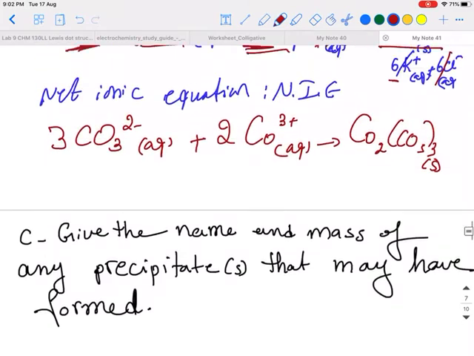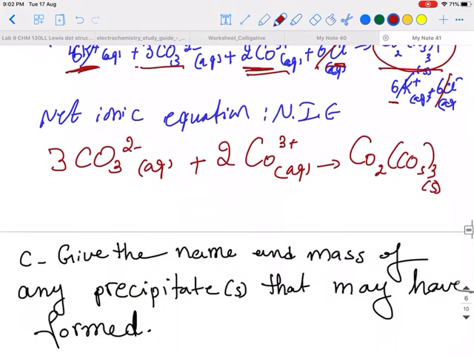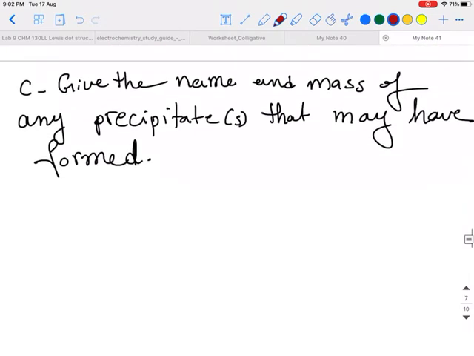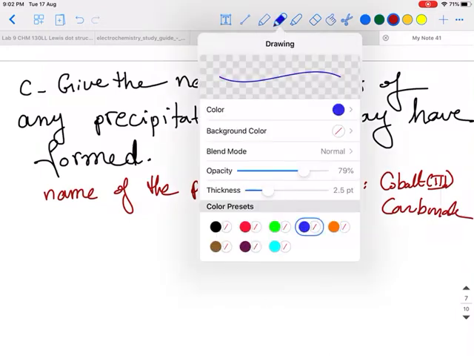Now part C, give the name and mass of any precipitate that may have formed. The precipitate that has formed is cobalt carbonate. Okay, so the name of the precipitate formed is cobalt 3 carbonate. Okay, now let me find its mass.